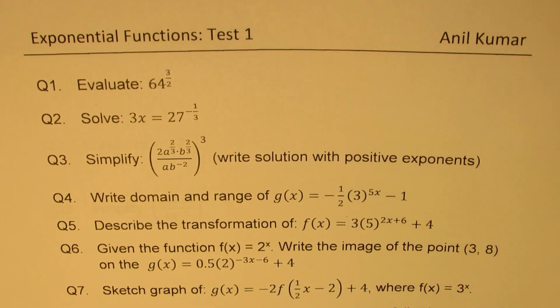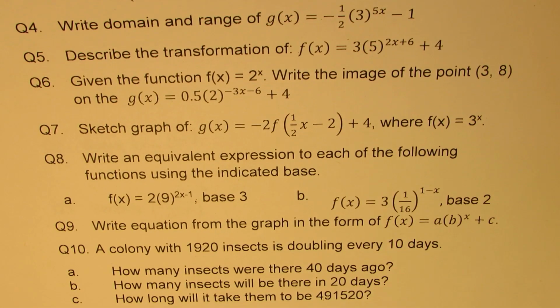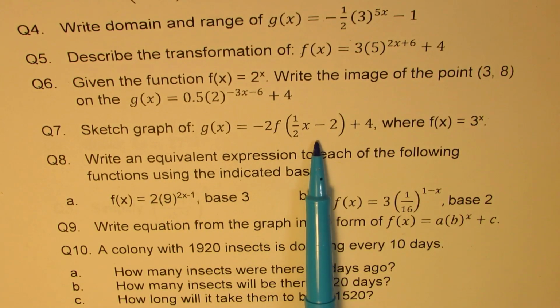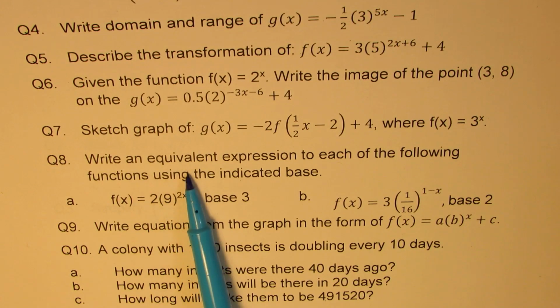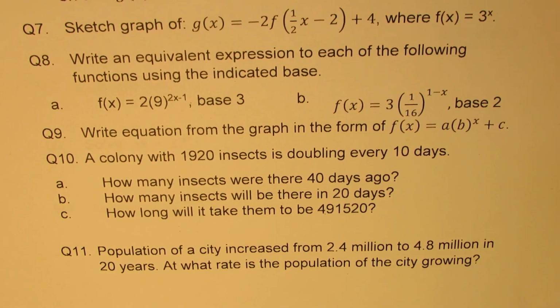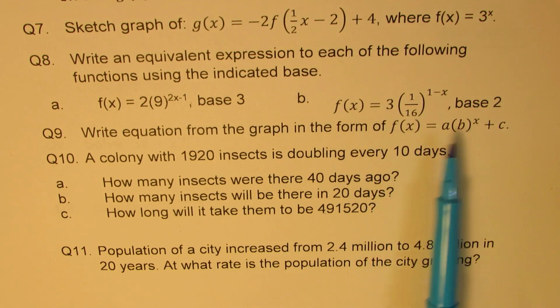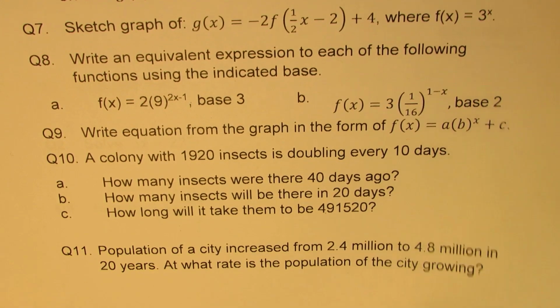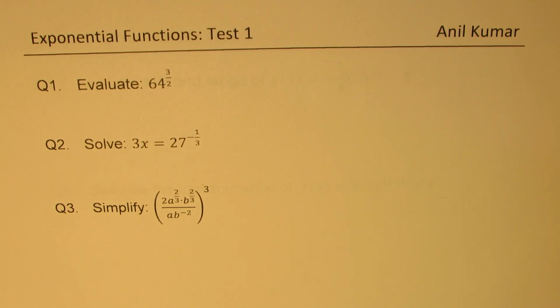Given the function, we need to figure out what is the image point on the transformed function, correct? And then we'll take up questions related to sketching the graph of a transformed function, writing equivalent expressions by changing the base. And then we'll have an example on how to write an exponential function from the given graph. And then we'll have 2 application questions. So that is how the test paper is structured. Now let's look into these solutions one by one.